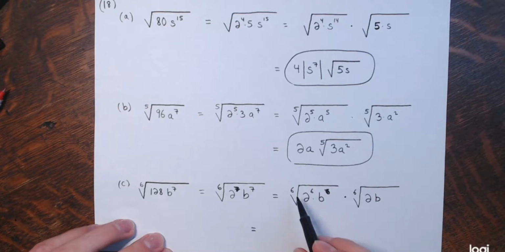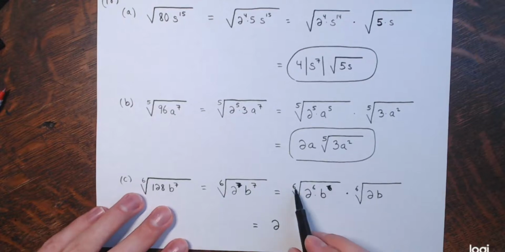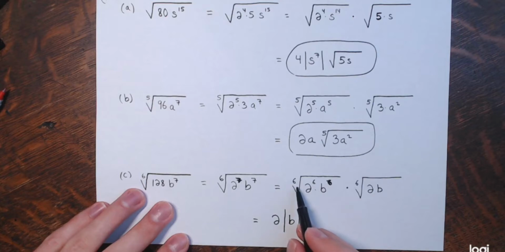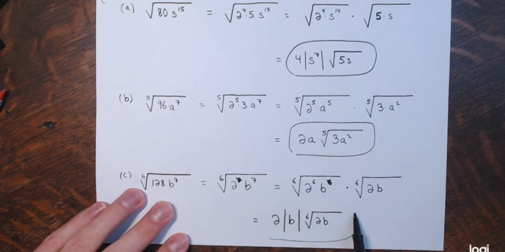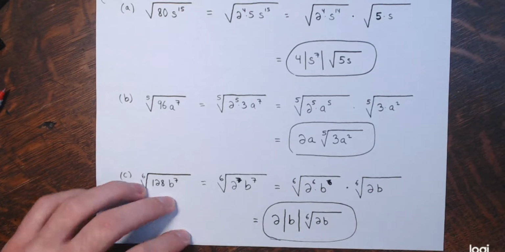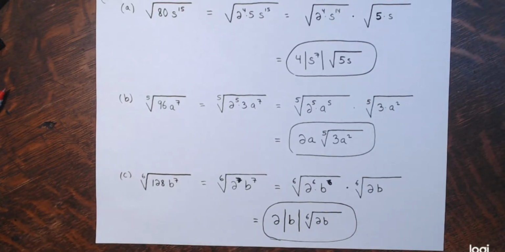Okay, now the 6th root of 2 to the 6th would just be 2, no need for absolute values on that. The 6th root of b to the 6th would be b, but I need the absolute value, right? The result needs to be non-negative, since this isn't the non-negative even root symbol. Then times the 6th root of 2b. Alright, so we have 2 times the absolute value of b times the 6th root of 2b. Wonderful. Again, test it out, plug in different values of b, and see if the original expression has the same value as the final one, and it should.